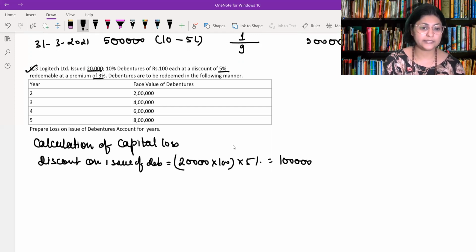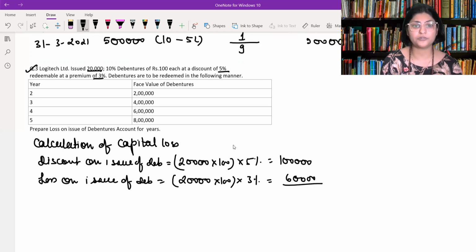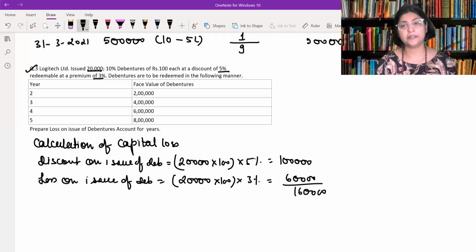The second one is loss on issue of debenture, though we don't have to make a different account, which is again 20 lakh rupees into 3%. So here the amount is 60,000. So if I talk about the total amount of loss, it is 1,60,000. Now let's see how we are going to write off this total loss. The total loss will be written off in the same manner as we had done in the previous one.